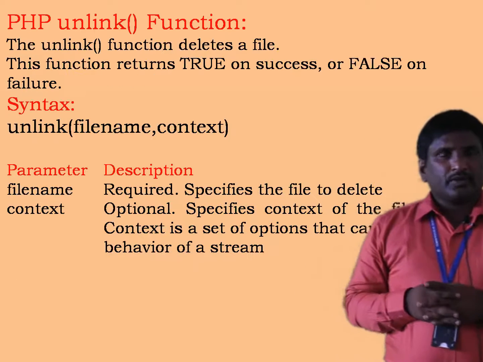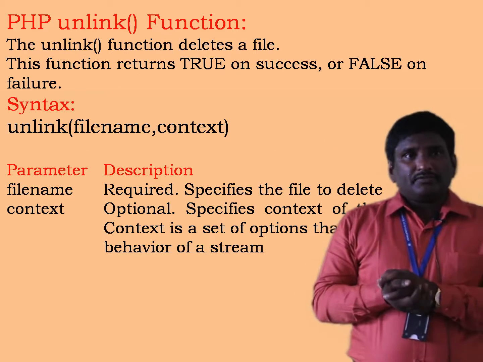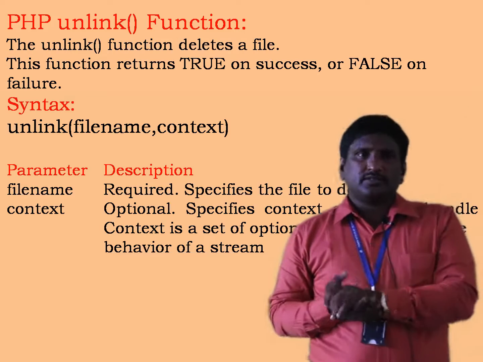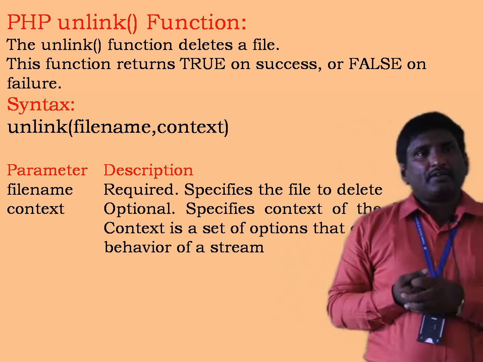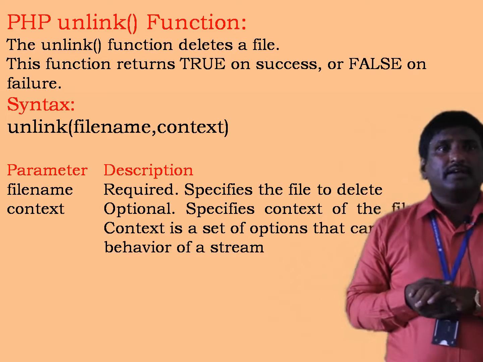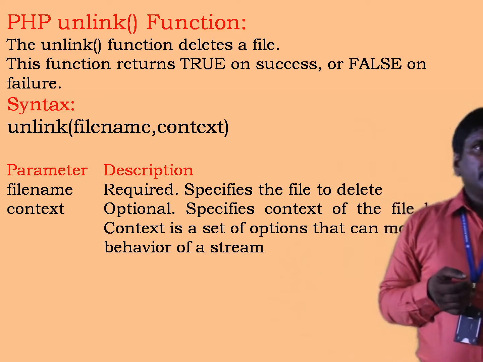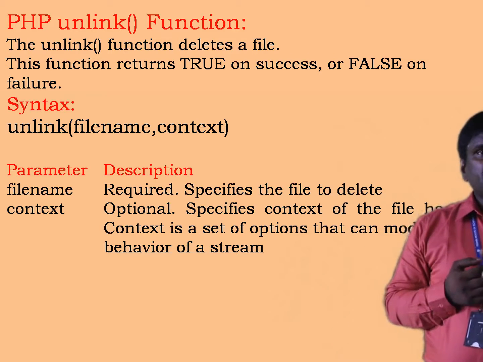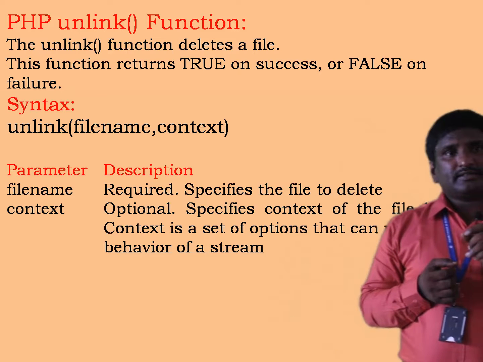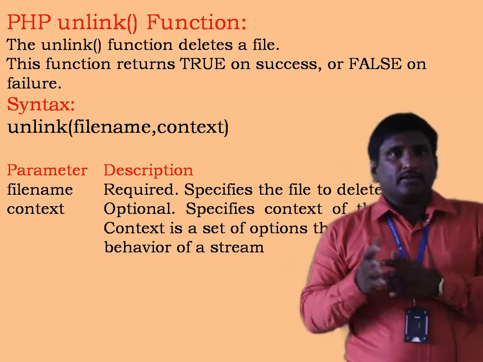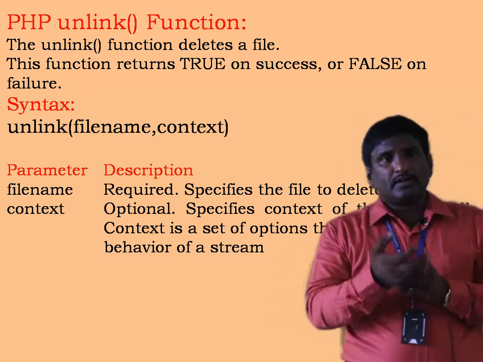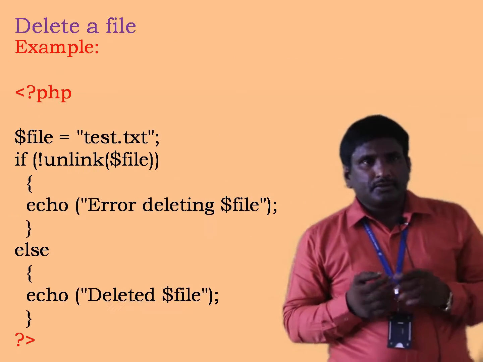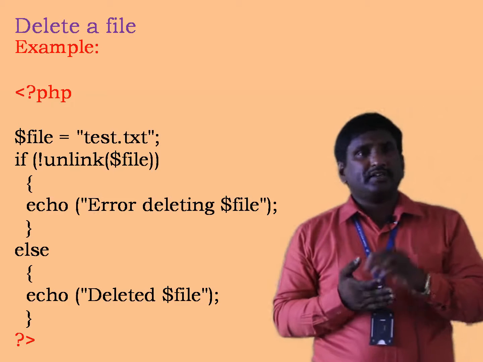Next, the unlink function. The unlink function deletes a file. The function returns true on success, or else false. The unlink function has 2 arguments: one is the file name, another is the context. Here the file name is required, it specifies the file to be deleted, and context is optional, it specifies the context, a set of options that can modify the behavior of the stream. So the file that is going to be deleted is required if you use the unlink function in PHP. Next, this is the example for deleting a file.